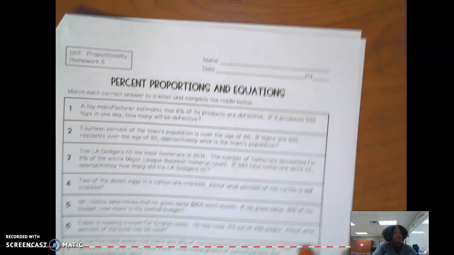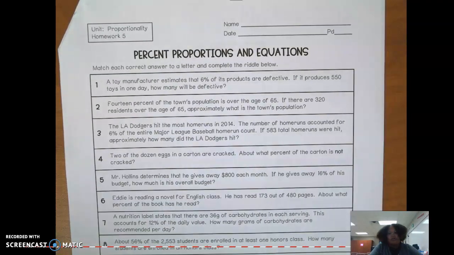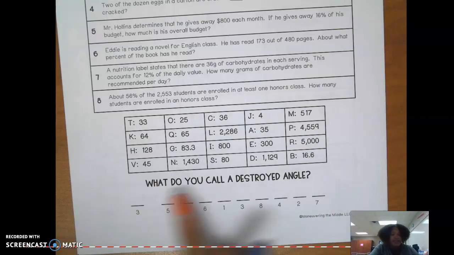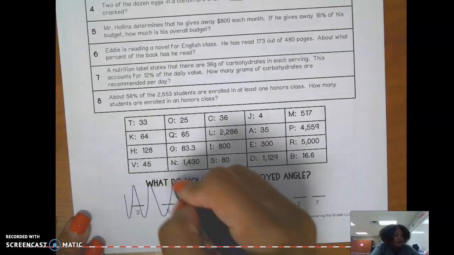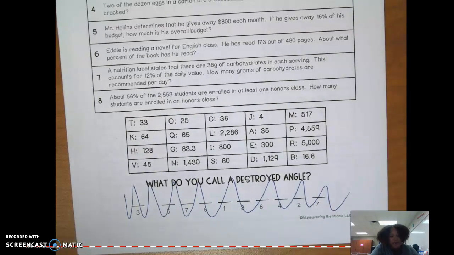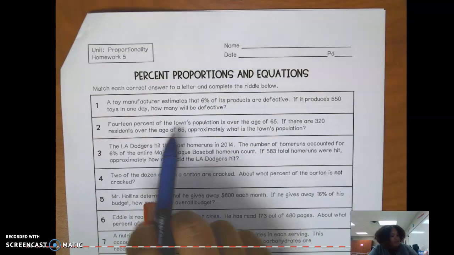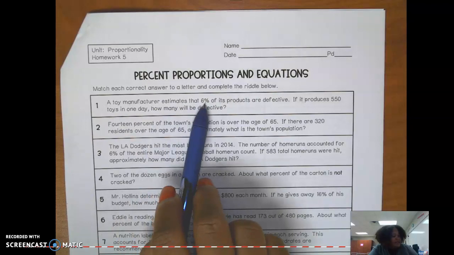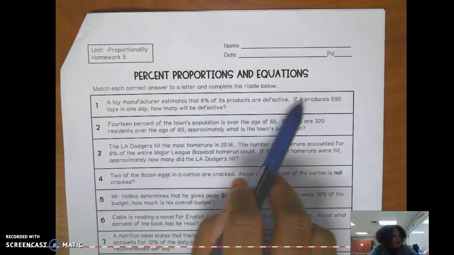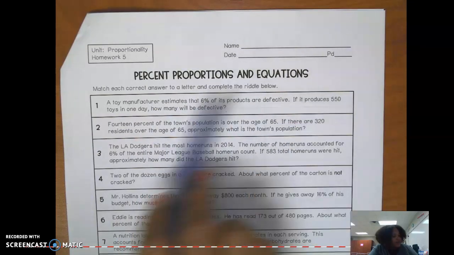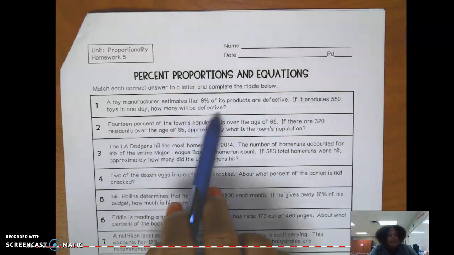percent, proportions, and equations. A toy manufacturer estimates that 6% of its products are defective. Now, if you're doing this, this is all well and cute, but the riddle doesn't matter because I'm not asking for the riddle in Skyward. I'm going to be asking for these answers here. If it produces 550 toys in one day, how many will be defective?